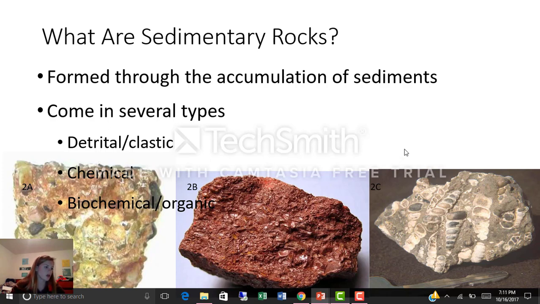Under certain conditions, chemicals become concentrated enough to precipitate from solution. If this process is entirely inorganic, it forms a chemical sedimentary rock. If the process is helped by organisms, for example chalk, which is made up of the skeletal remains of microorganisms, then it is a biochemical/organic rock.